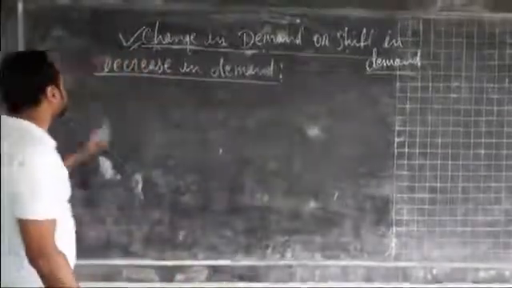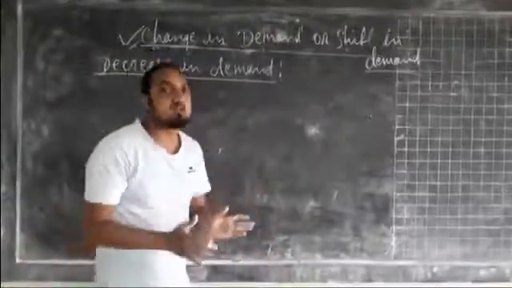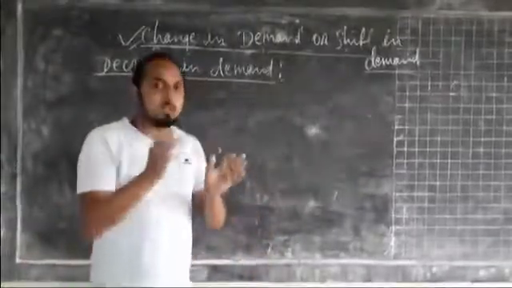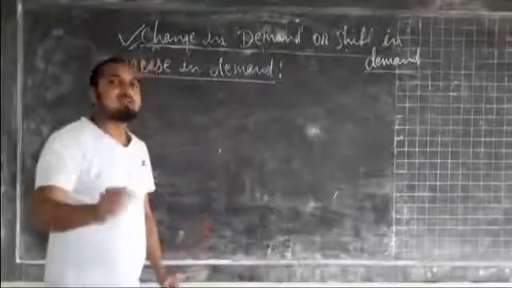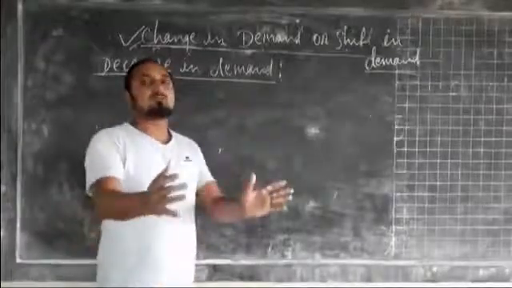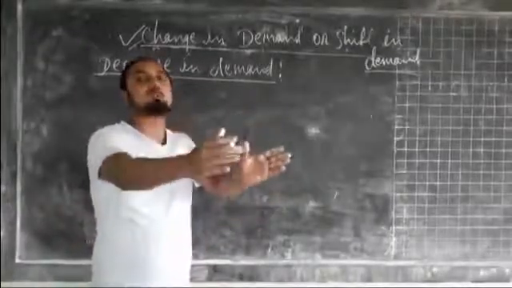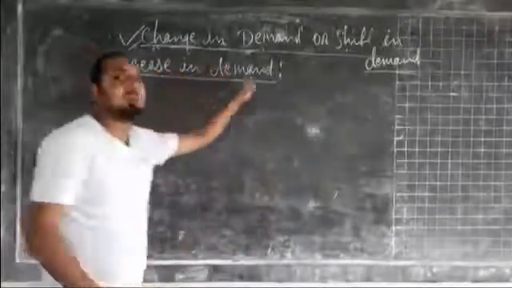The next part we have is decrease in demand. Decrease in demand refers to the situation in which quantity demand will decrease due to decrease in other factors, like if the income of the consumer decreases from, suppose, 30,000 to 15,000 or 20,000, so that may lead to decrease in demand.